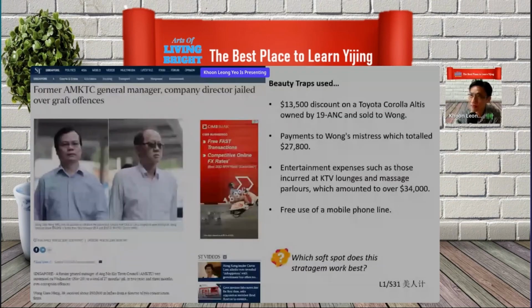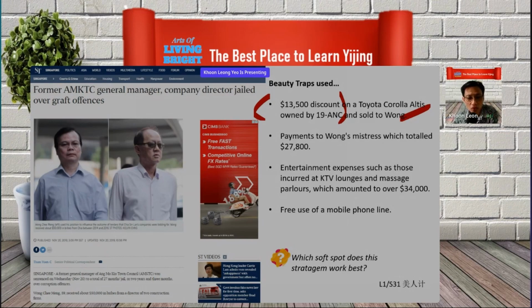So I'll give you an example. Former AMKTC, I think this was a while ago, 2019. Ang Mo Kio Town Council General Manager jailed for graft offenses. Now, what happened here? A booty trap was used by the vendors. A 13,500 discount on a Toyota Corolla Altis sold to Wong. I mean that guy. So you see, this general manager wanted something cheap, a discount, indulging in discount. So 13,500? Wow, okay, great.